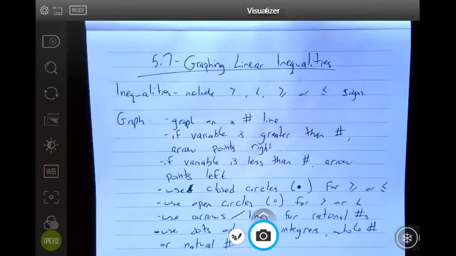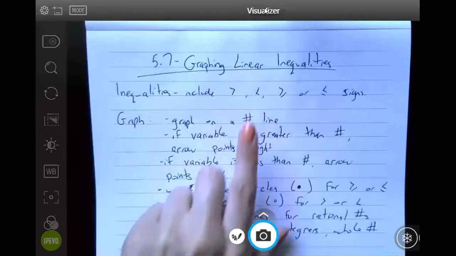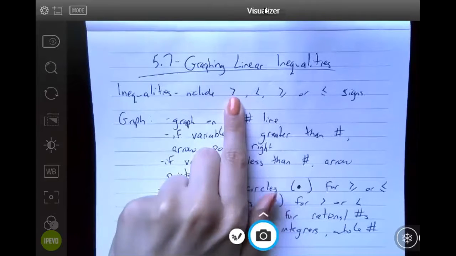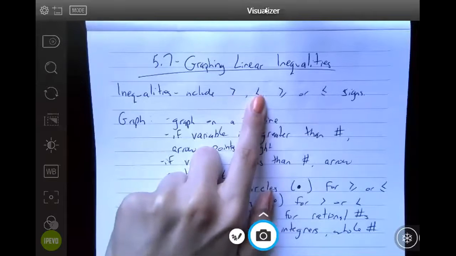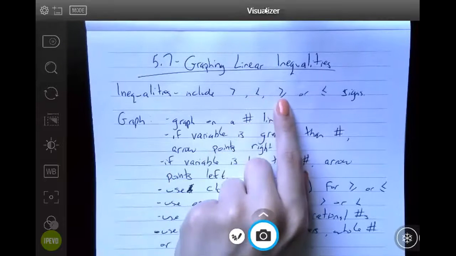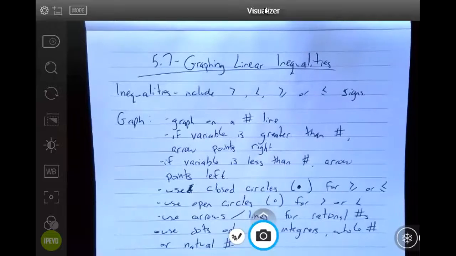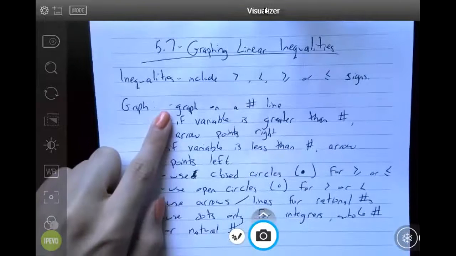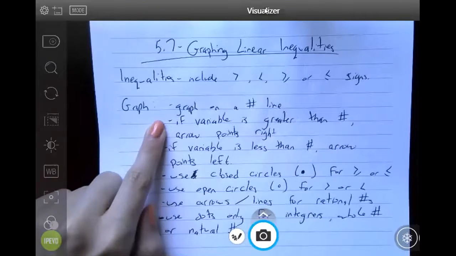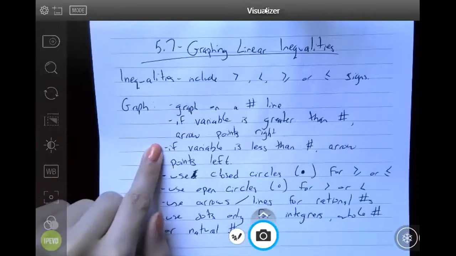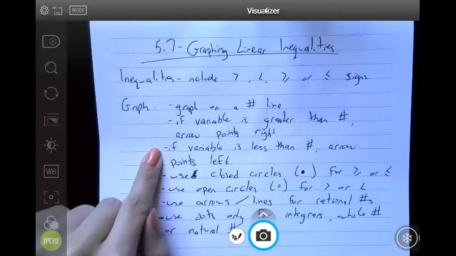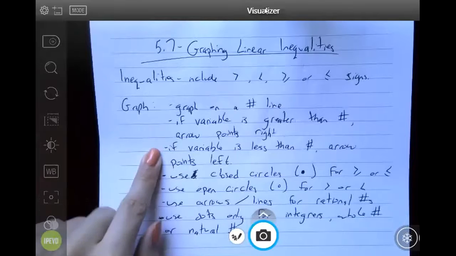So this is lesson 5.7, graphing linear inequalities. And like I said, an inequality is anything that includes a greater than or a less than sign, also a greater than or equal to or less than or equal to sign. And we do graph them on a number line. If the variable is greater than the number, the arrow is going to point to the right. If the variable is less than the number, the arrow will point to the left.